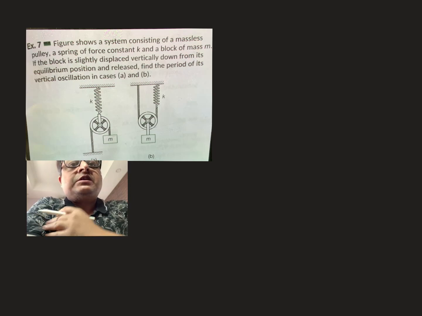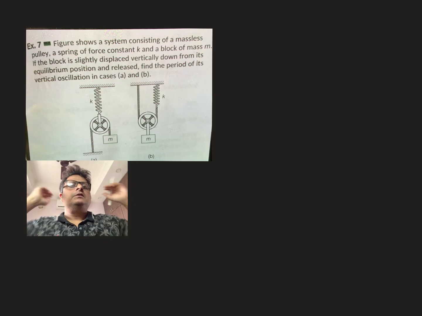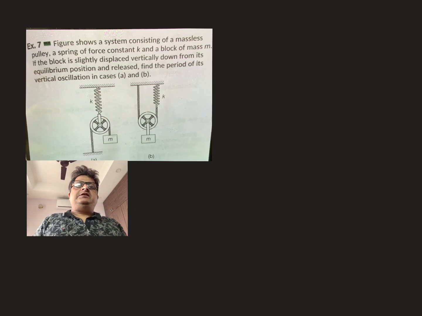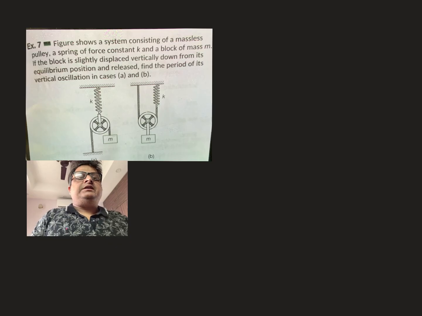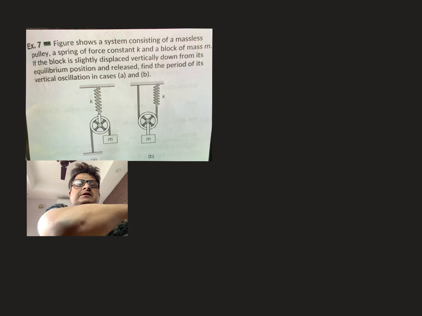See, in this question, a figure shows a system consisting of a massless pulley, spring of force constant K, block of mass M. The block is slightly displaced vertically down from its equilibrium position. Find time period of SHM.